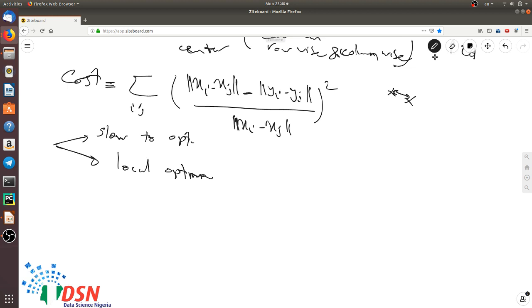Another problem is that, as you could see, it puts too much emphasis on getting very small distances exactly right. So if we have something like this, then the importance of this in this cost function is so much.